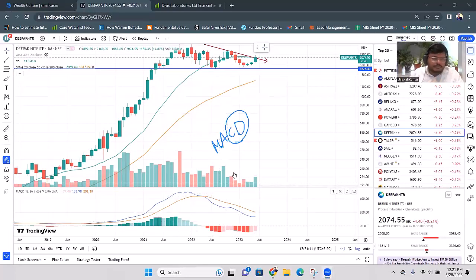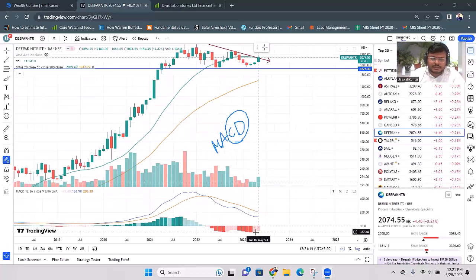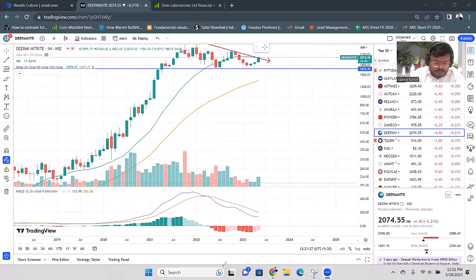Let me go back to this company called Titagarh Wagons. Just a moment. And this is the last concept that we'll discuss today. Let me go back to Titagarh Wagons.